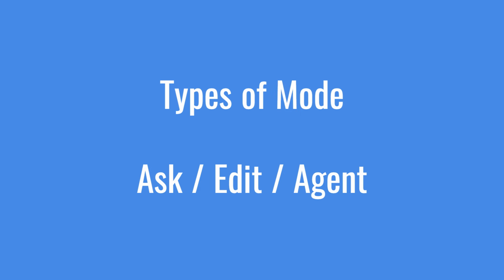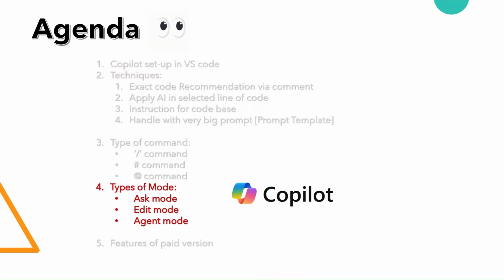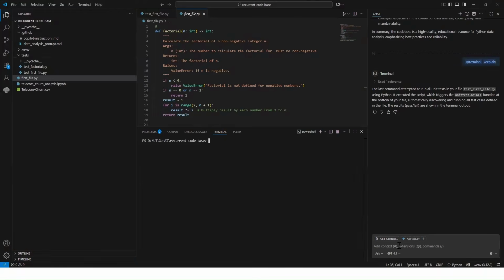There are three types of modes available. The first one is ask, edit, and agentic. I think ask and agentic we did, but we didn't do any kind of experiment on the edit mode. So edit mode is very similar to the agentic mode. Ask is giving the normal summary.